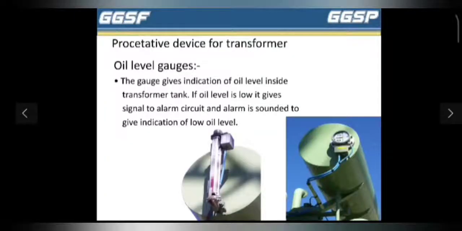Protective devices for transformer. Oil level gauge. The gauge gives indication of oil inside transformer tank. If oil level is low, it gives signal to the alarm circuit and alarm is sounded to give indication of low oil level.